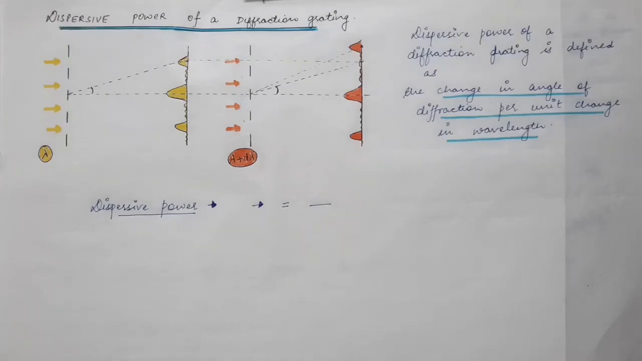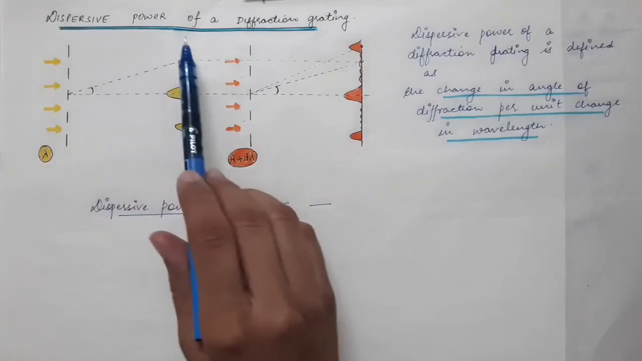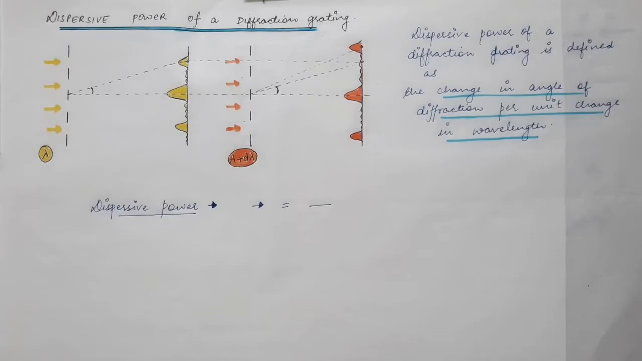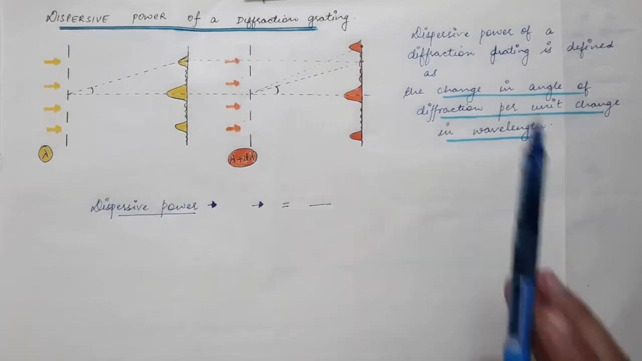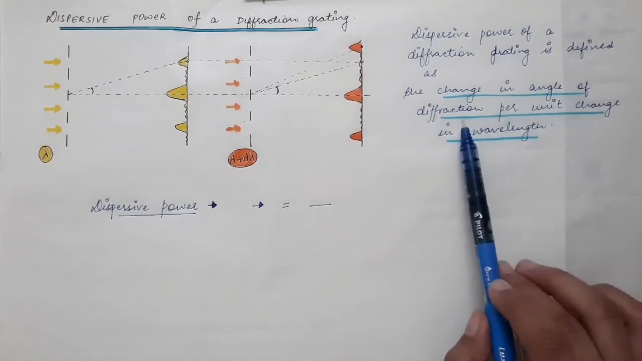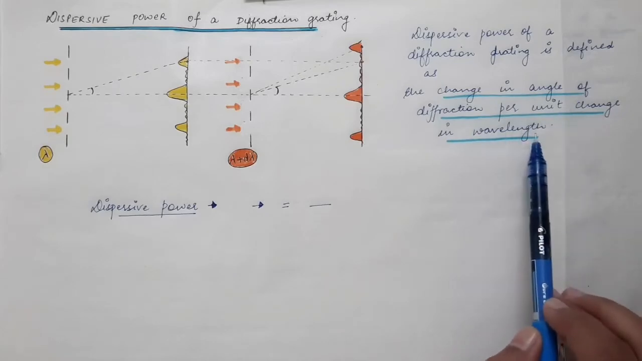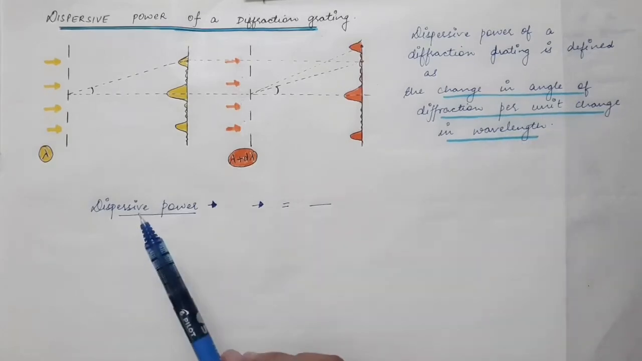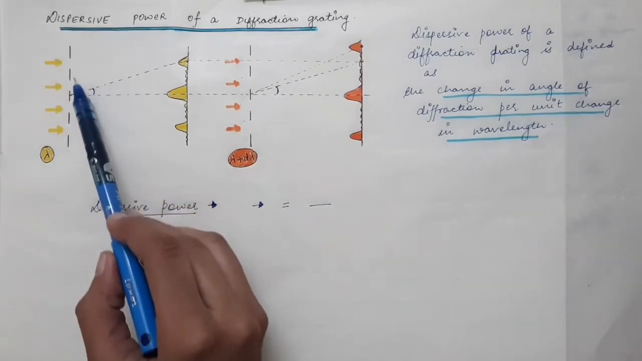The next small topic we are going to discuss is the dispersive power of a diffraction grating. Now, what is dispersive power? It is the change in the angle of diffraction per unit change in wavelength in the case of a diffraction grating. So here I have drawn a diffraction grating.